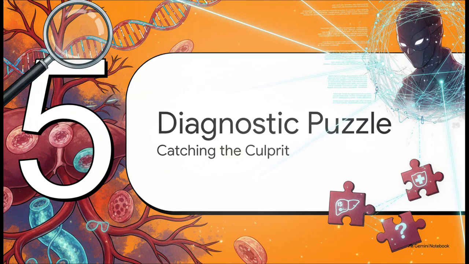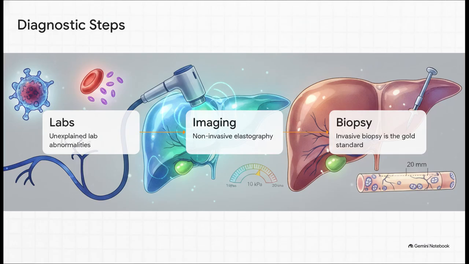Which brings us to Section 5, solving the diagnostic puzzle, catching the culprit. So how do we definitively catch this thing and tell it apart from a cirrhotic imposter? Well, the clinical flow usually starts with unexplained lab abnormalities, maybe a low platelet count or spotting varices on a routine endoscopy. From there, we use non-invasive elastography to measure liver stiffness. Now, in cirrhosis, that liver stiffness number is sky-high, but in PSVD, it's often surprisingly low, frequently under 10 kilopascals.